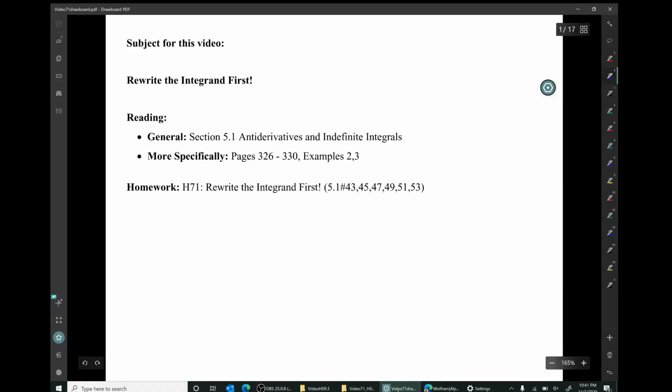Hi, I'm Mark Barsamian. In this video, I'll be discussing indefinite integrals where it's necessary to rewrite the integrand first before integrating. This material is from section 5.1 of the book, more specifically pages 326 to 330. Examples 2 and 3 are related to what I will be discussing, and this collection of 6 exercises from section 5.1.